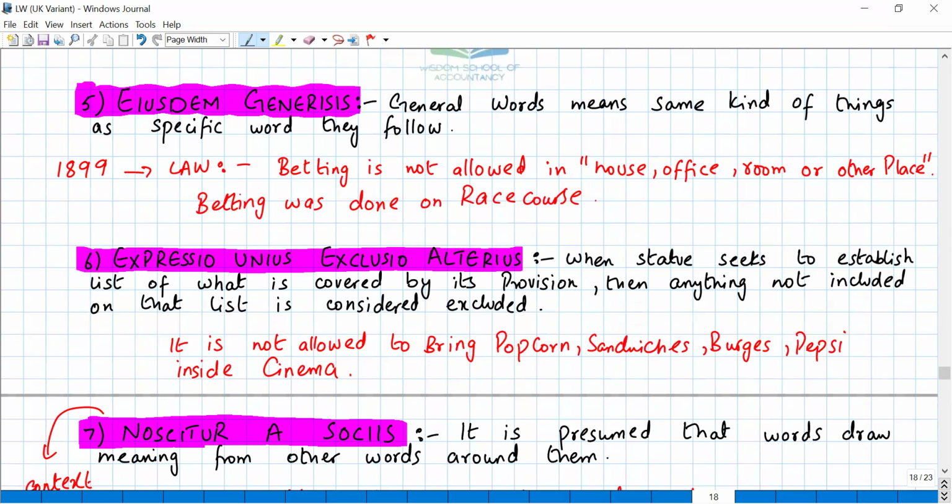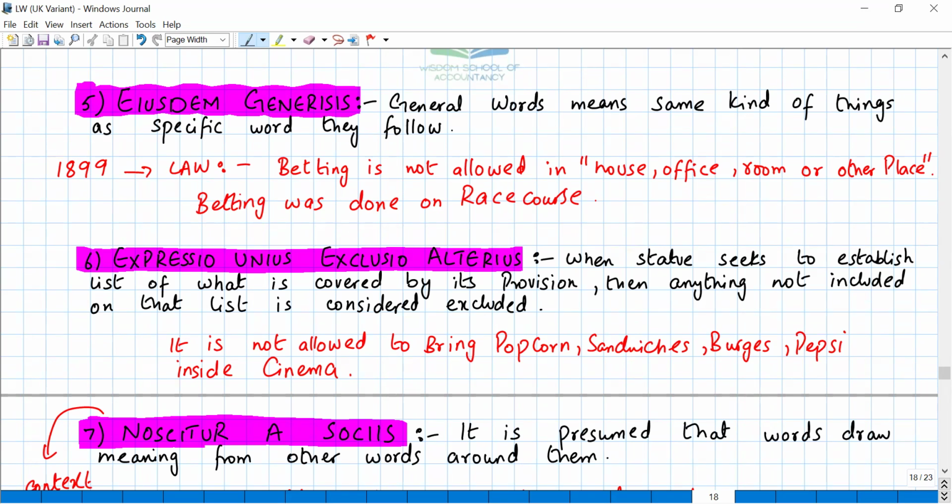Ejusdem generis. General words mean the same kind of things as the specific words they follow. The ejusdem generis rule says that general words mean the same kind of things as the specific words they follow. I will explain to you with an example. There's a case in the book as well from 1899. The law says that betting is not allowed in a house, office, room, or other place.